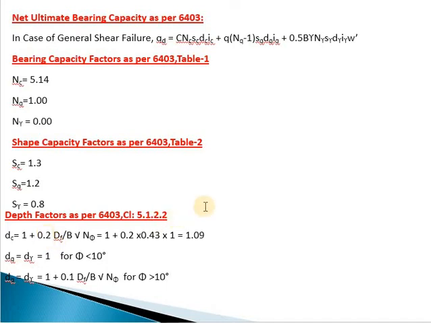The depth factor, as we already discussed, is 1 plus 0.2 Df by B times root N phi. We have already calculated the value of N phi, so this is equal to 1.09. And Dq is equal to D gamma is equal to 1 for phi less than 10 degree. In this problem, the value of phi is equal to 0 degree, so Dq and D gamma are equal to 1.